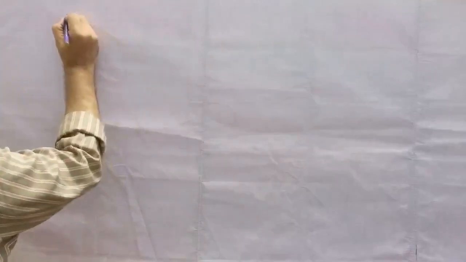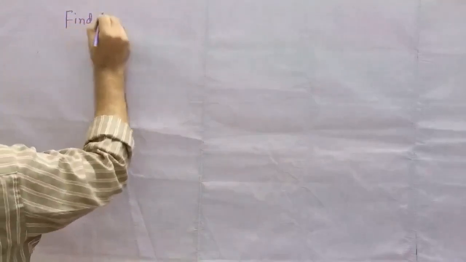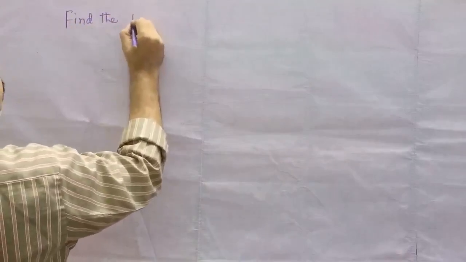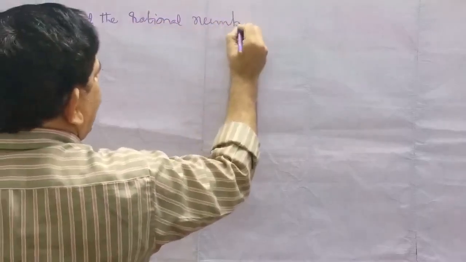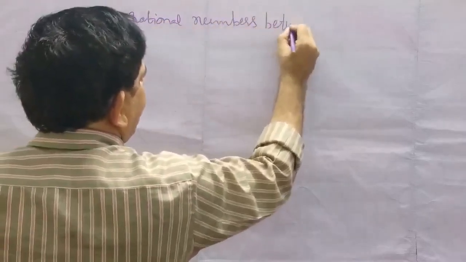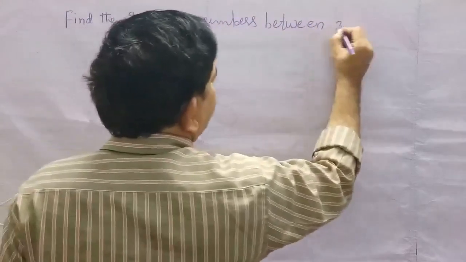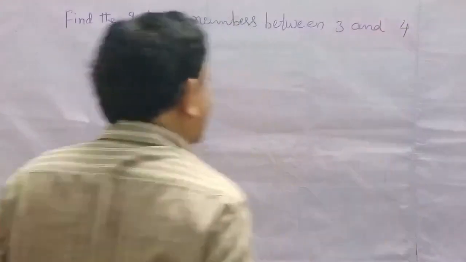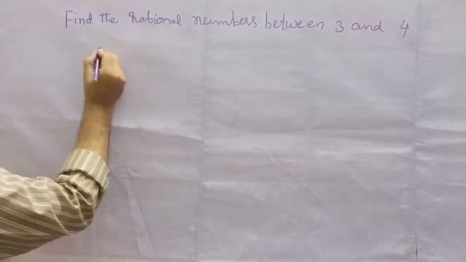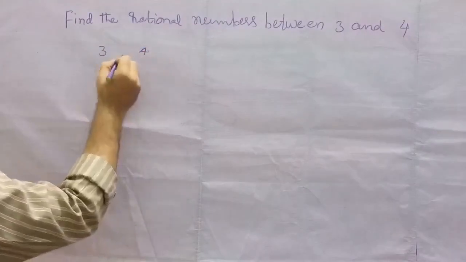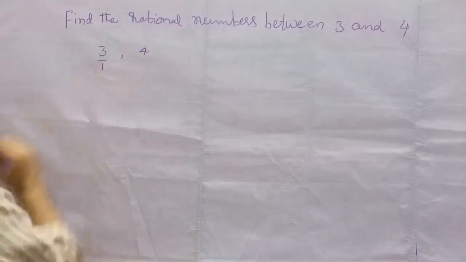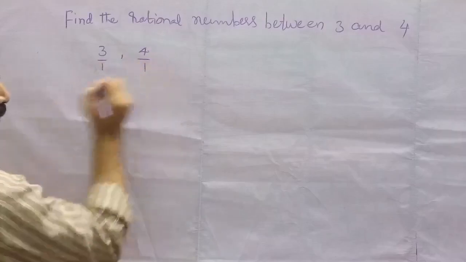Okay, children, there is another method to find the rational number between two rationals. Let us suppose, find the rational numbers between 3 and 4. So 3 can be written as 3 by 1, and 4 can be written as 4 by 1.